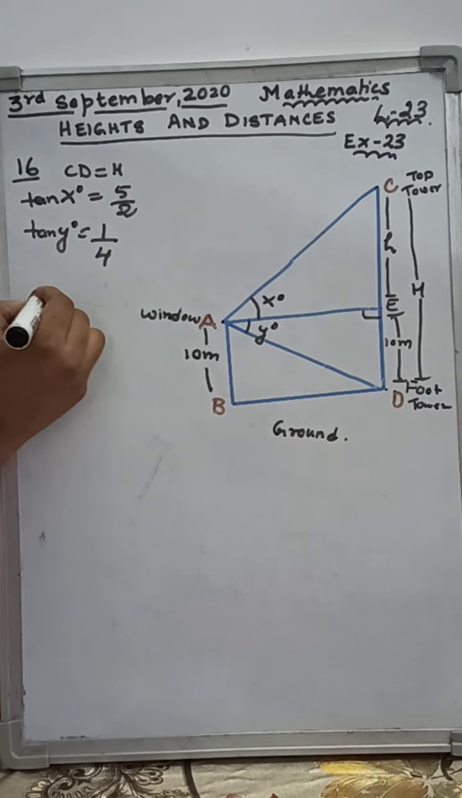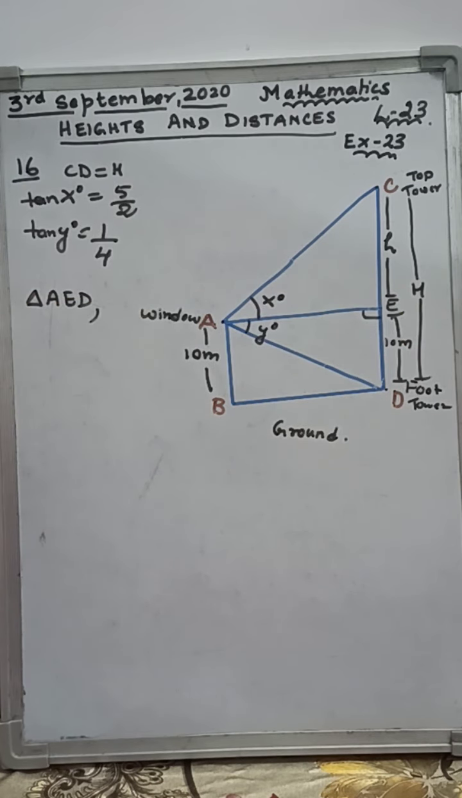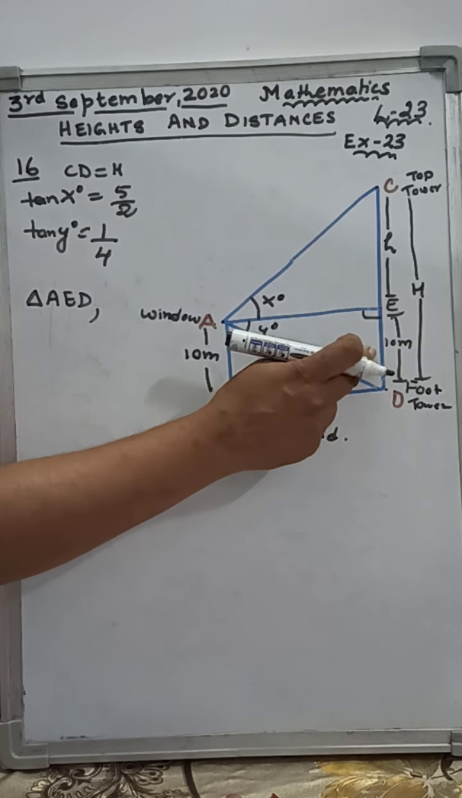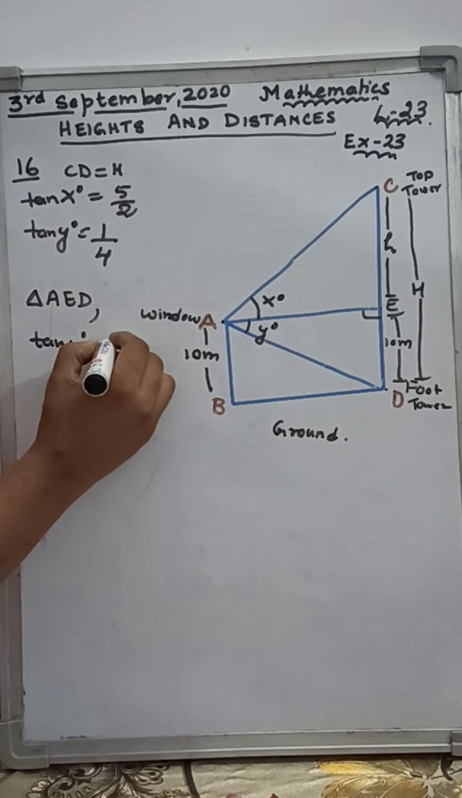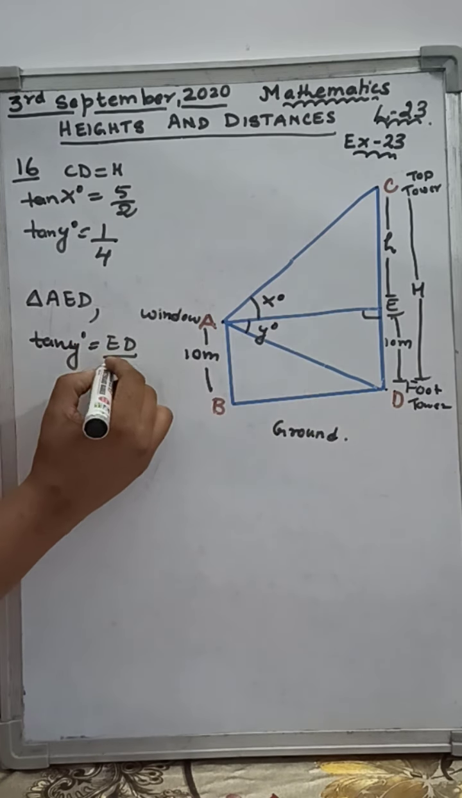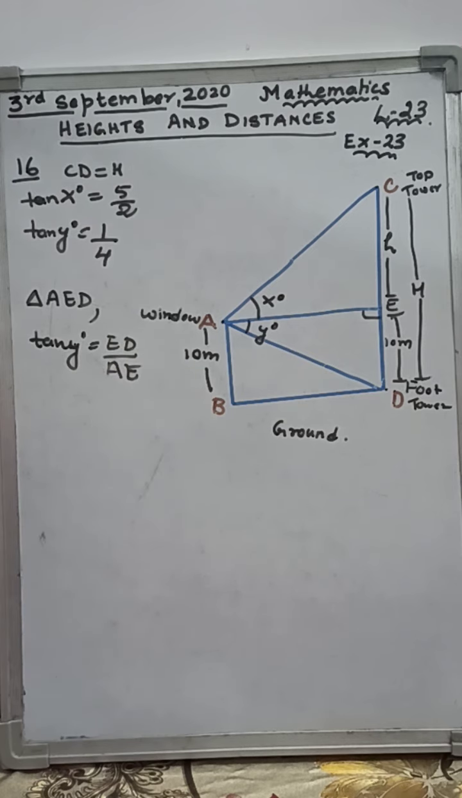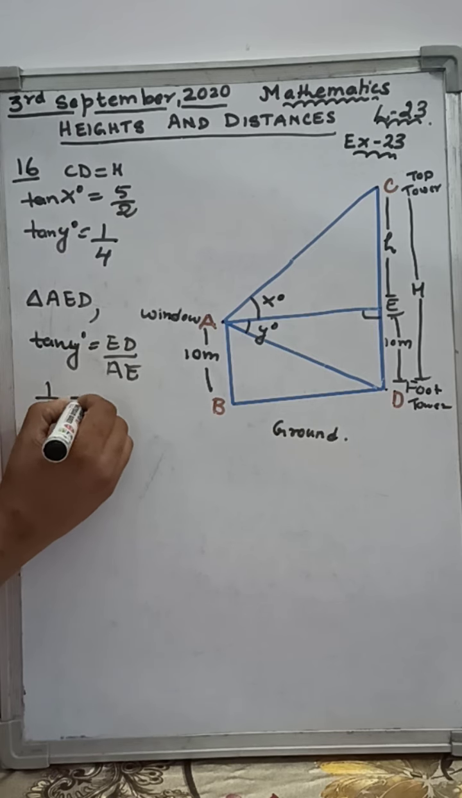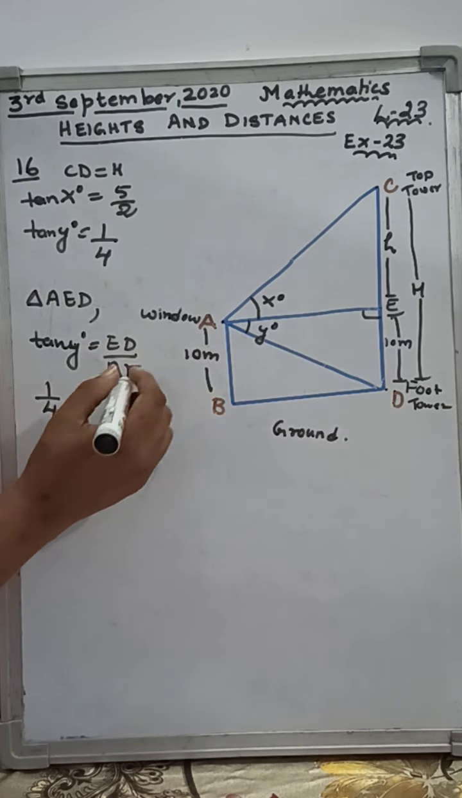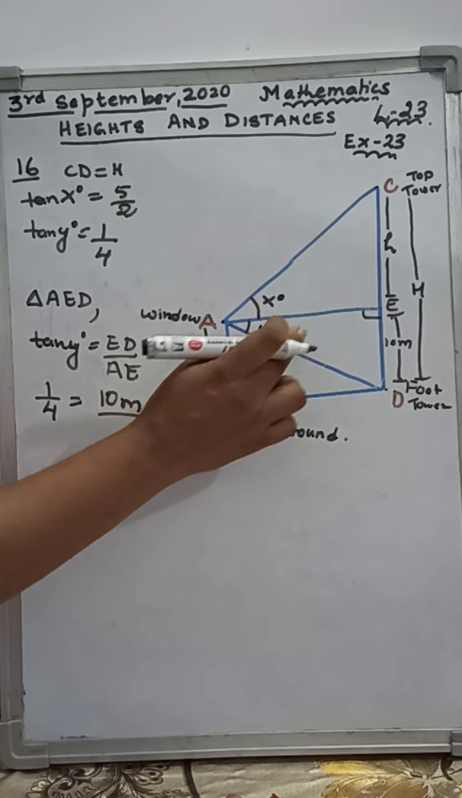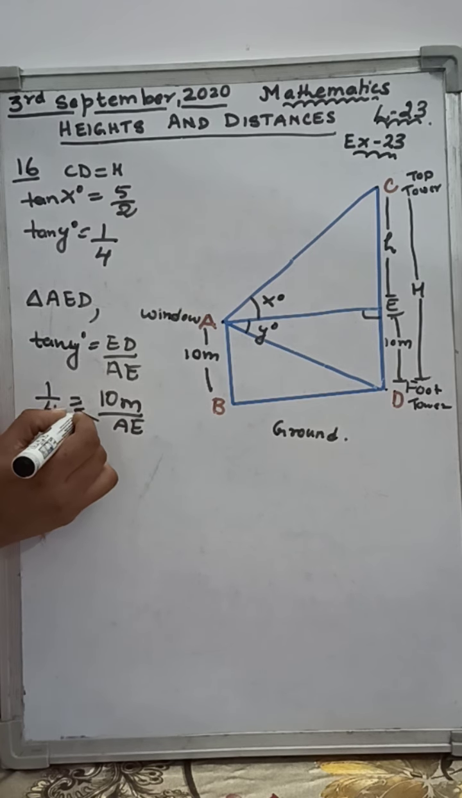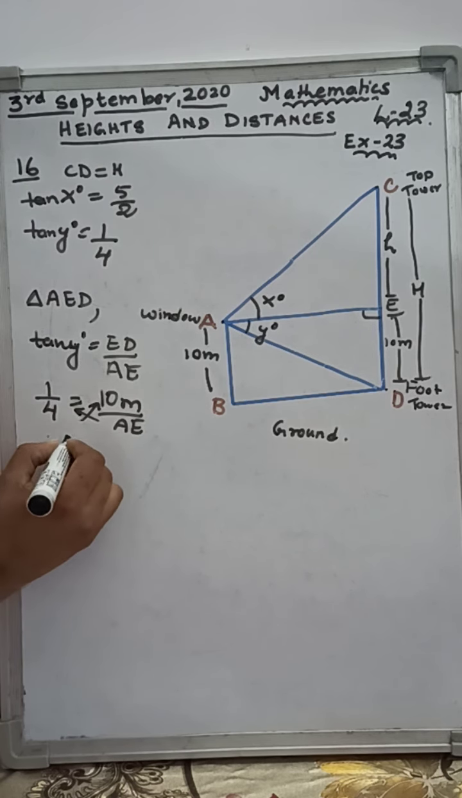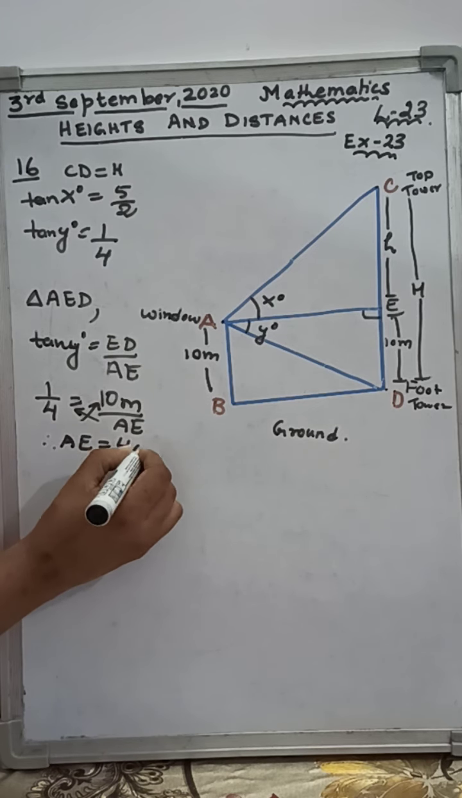This is a right angle triangle. Here we will take tan y is equal to perpendicular, perpendicular is ED, over base AE. Now, tan y value is given in the question, that is 1/4. ED from the diagram is 10 meter. AE is not given to us. Now we will cross multiply. Therefore, AE is equal to 40 meter.